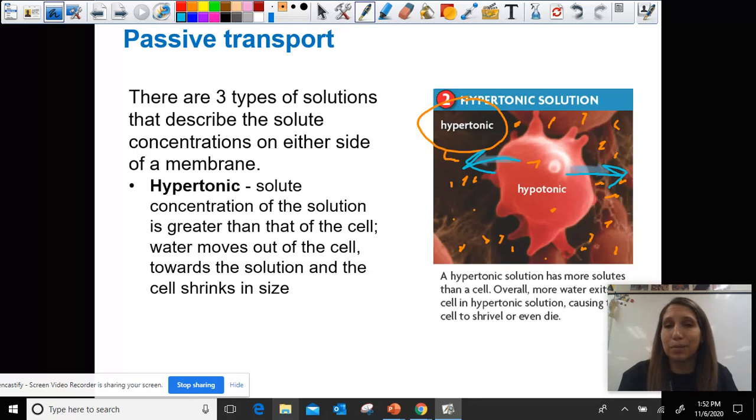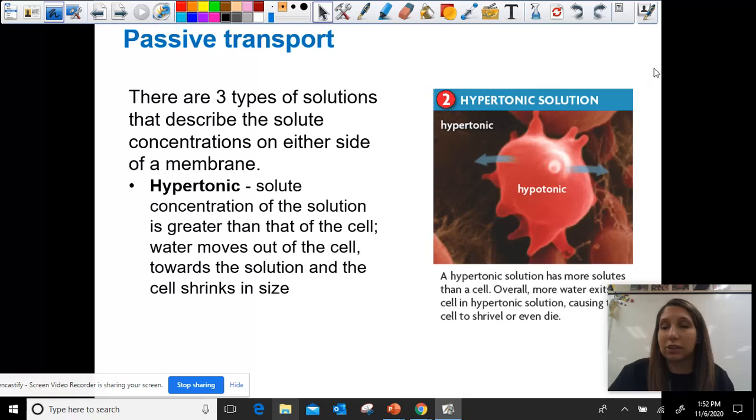So cells that are put into a hypertonic solution, whether it's purposeful or not, will always shrink in size. Okay, cells in a hypertonic solution will shrink in size because they'll lose water to the exterior environment to try and dilute or decrease that solute concentration.